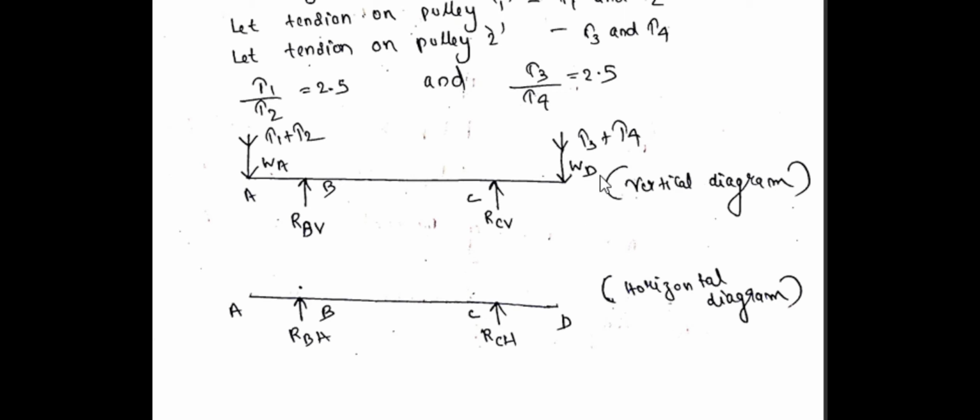This is all about the vertical diagram. The horizontal diagram is not relevant here, because we would only have RBH and RCH, the horizontal components of the reaction forces of both bearings. There is no point in taking a horizontal diagram because we cannot equate it, as there is no moment in the horizontal diagram. So we'll focus on solving this problem using the vertical diagram. Okay.